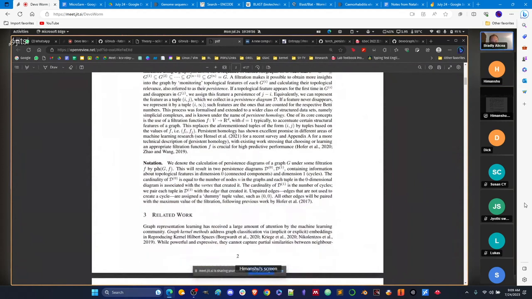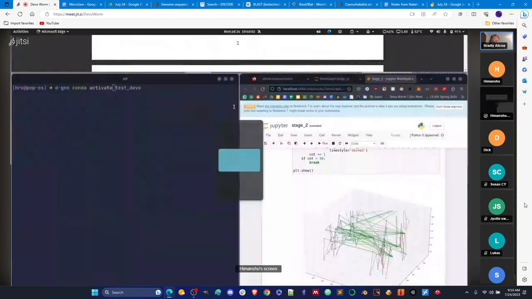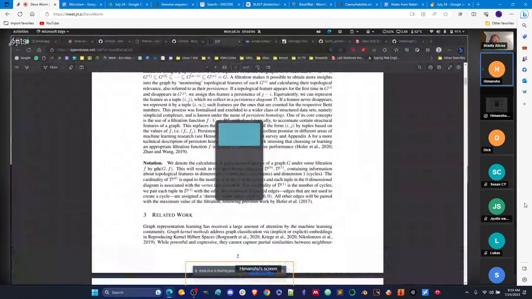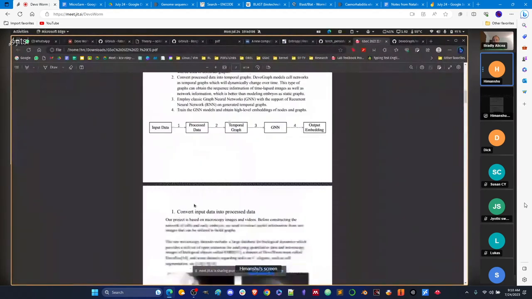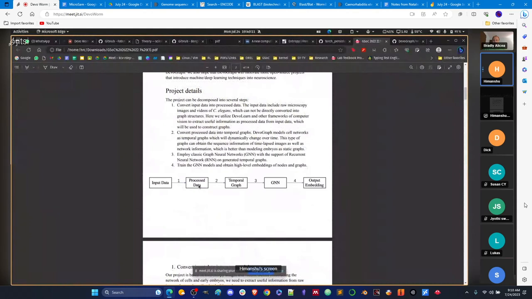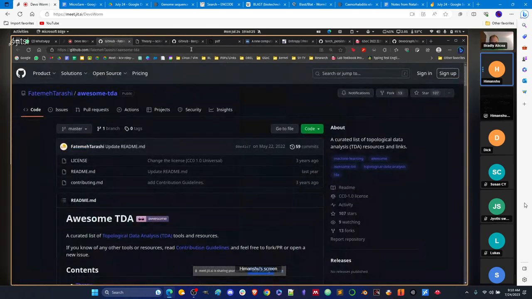All right. So what would that look like? It will be similar to the steps given in the previous paper. Basically we'll have the input data which will be processed, and in the temporal graph section, we'll also have a static graph of which we'll extract topological features. And then along with that, the GNN, and with the help of that, we can get the output embeddings.